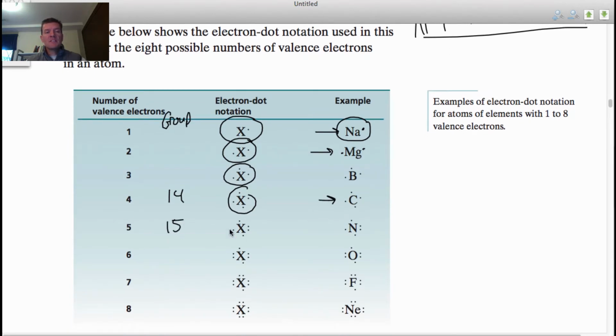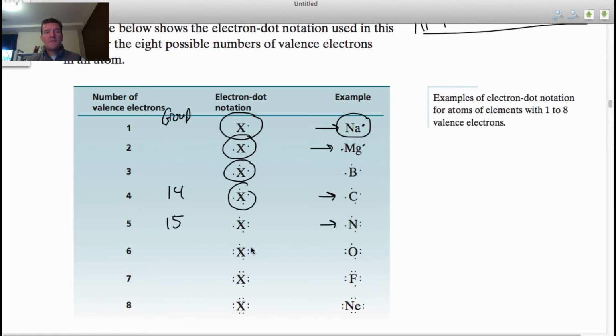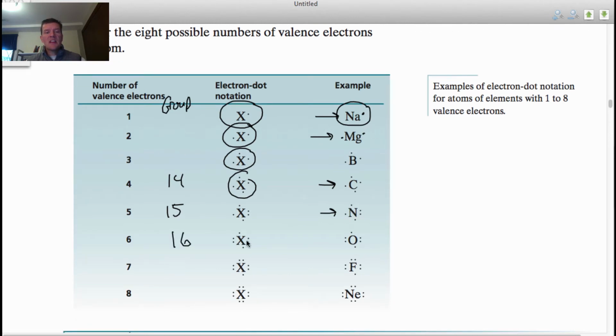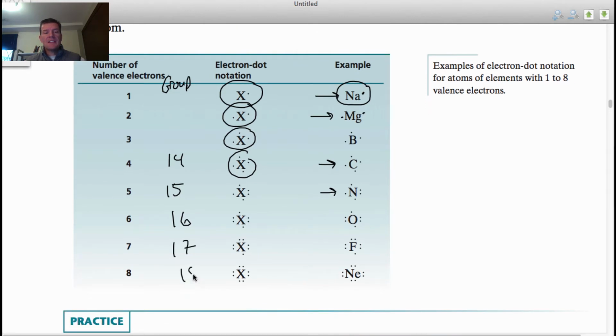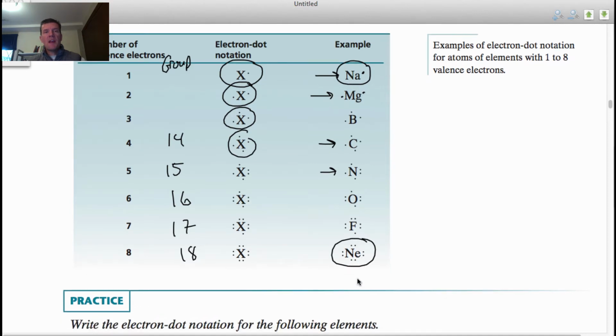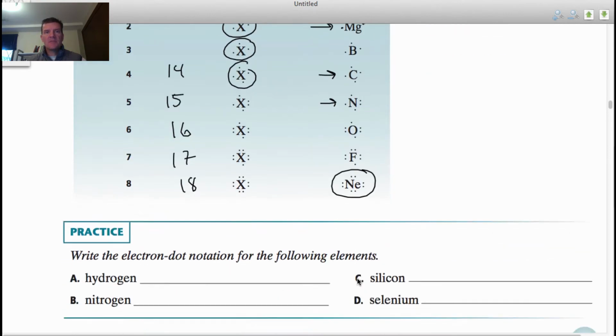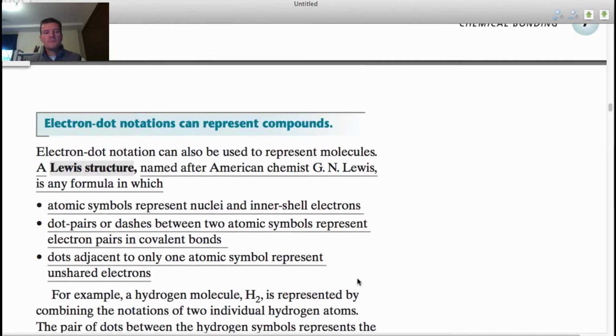Group 15 has 5. Now we start to double them up: 1, 2, 3, 4, 5. Group 16 has 6. Group 17 has 7, and group 18 has 8, and those are your noble gases. Remember, everything's trying to get to that point of being an octet. Everybody wants 8 valence electrons to be full.